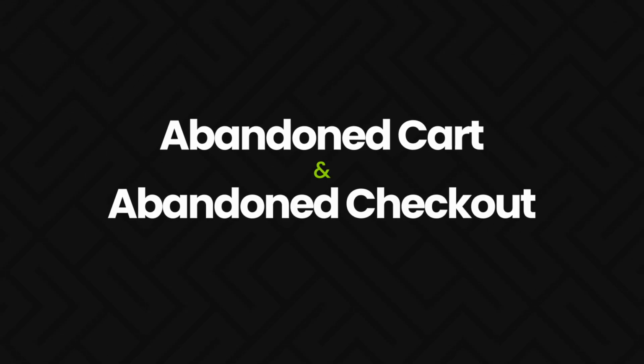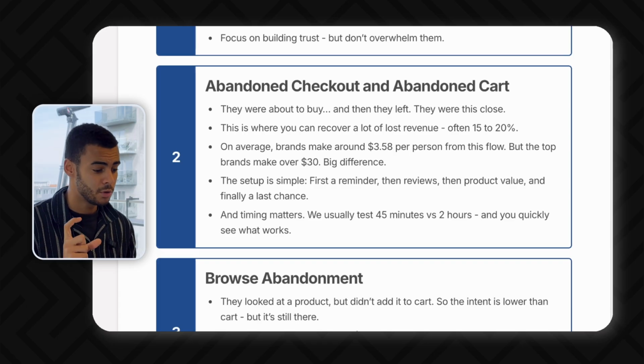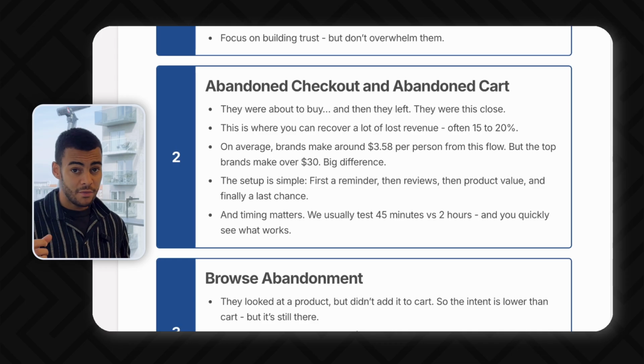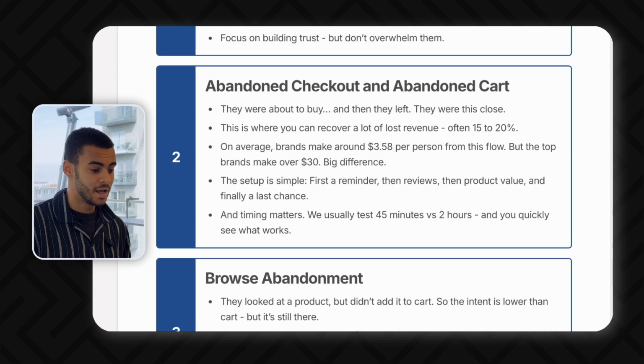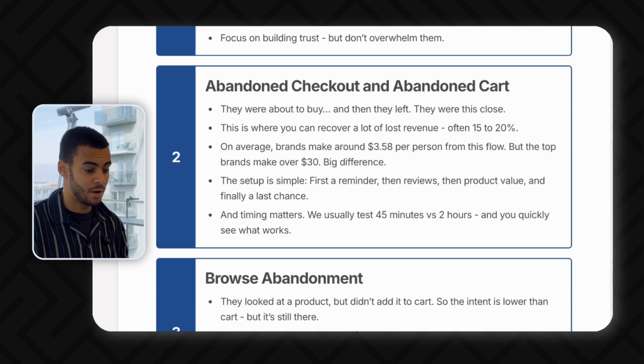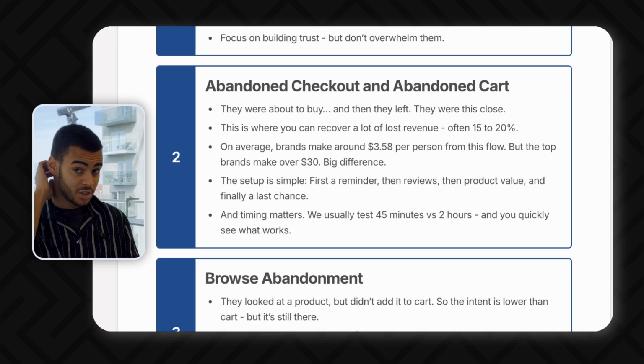Then we have the abandoned cart and the abandoned checkout. This is also a really important flow because the customer was so close to buy, but for some reason they left their cart and you can easily recover a lot of lost revenue, often about 20% actually. On average, at least on our clients, we see that brands are making around $3.5 per person and the top brands we're working with are making around $30 per person. So that's a big difference. But the setup is quite simple.